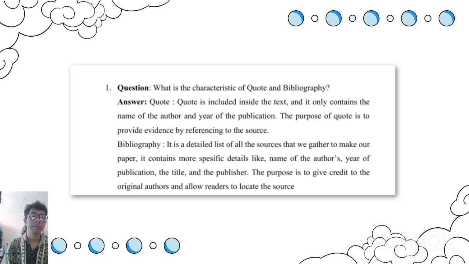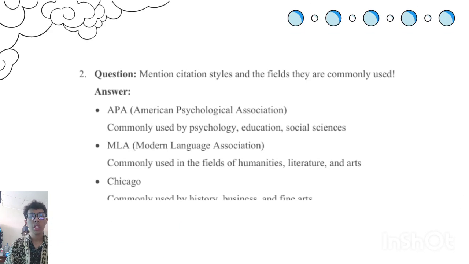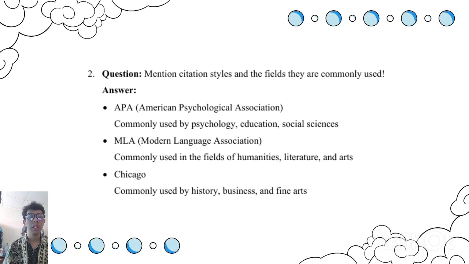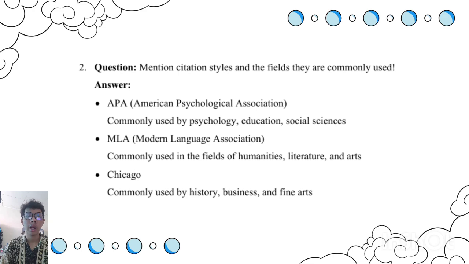Okay, the next question is, mention citation styles and the fields that commonly use them. In the presentation, we explained APA style. APA style is commonly used in psychology, education, and social science. The second is MLA, Modern Language Association. It is commonly used in the fields of humanities, literature, and arts. The third and last is Chicago. It is commonly used in history, business, and fine arts.